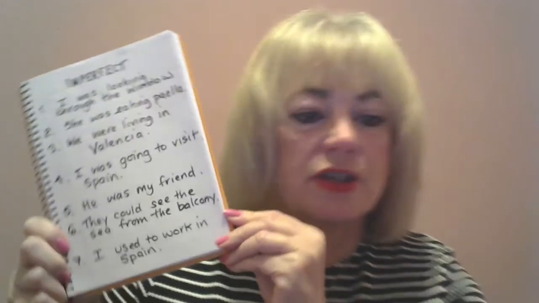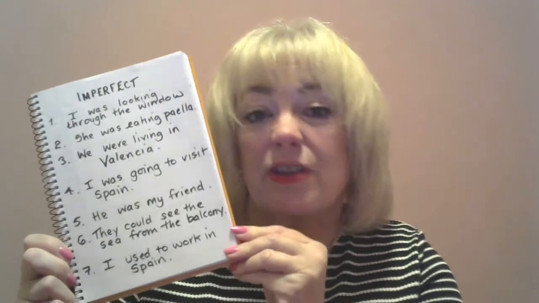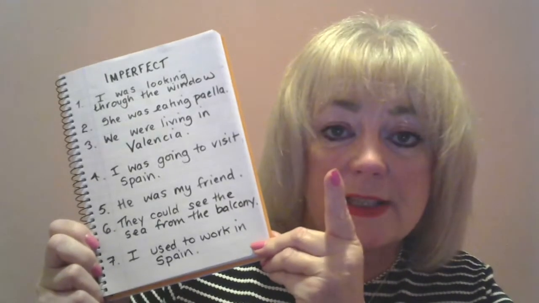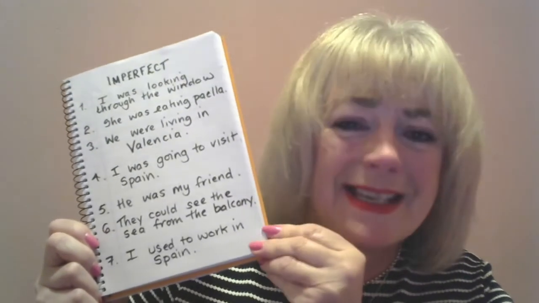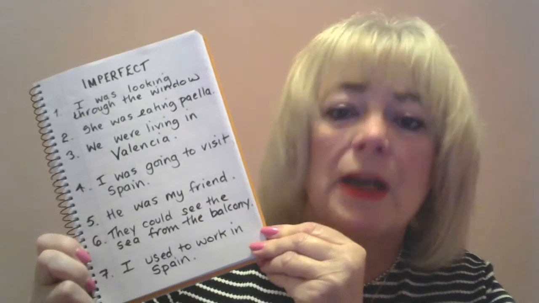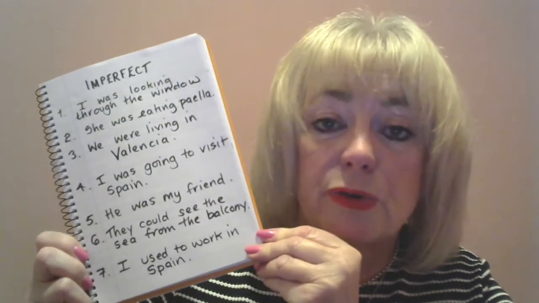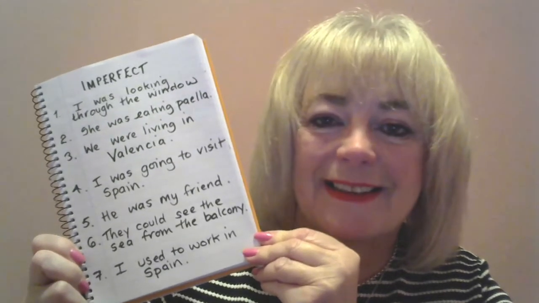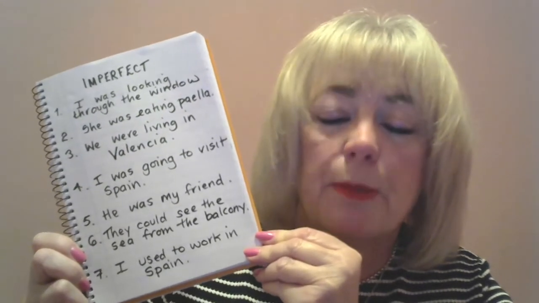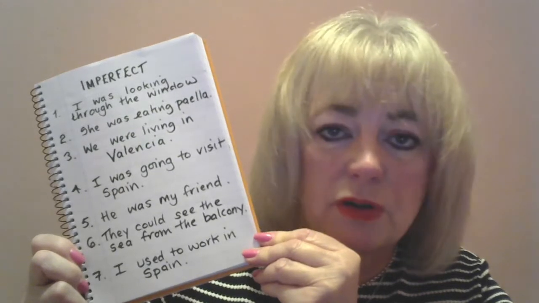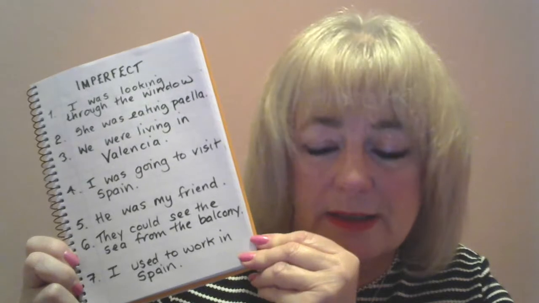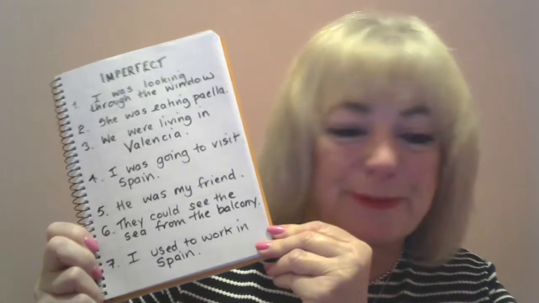Okay, so these are our 7 sentences to translate using the imperfect. Now, the good thing about this tense is it's the easiest past tense to remember because there are only 3 irregular verbs, which are ser, ir, and ver. Apart from those 3 verbs, every other verb follows the regular pattern. So there's a little clue.